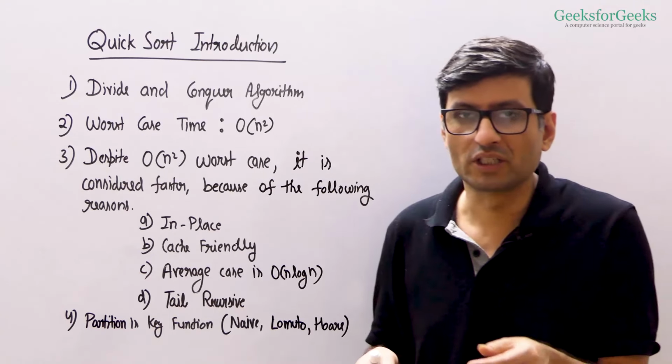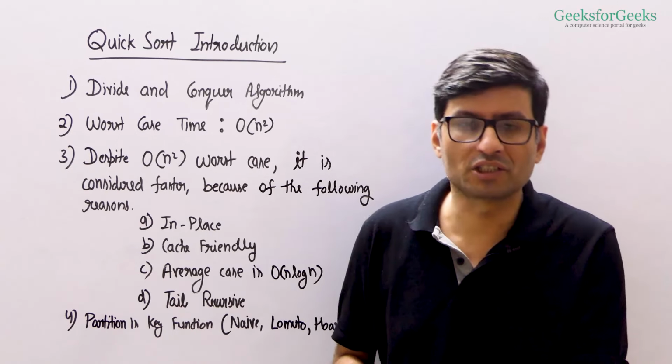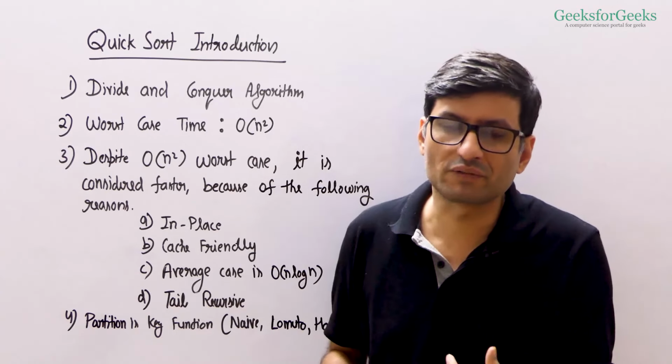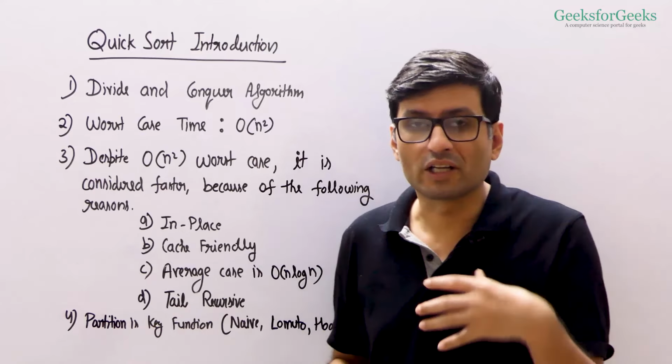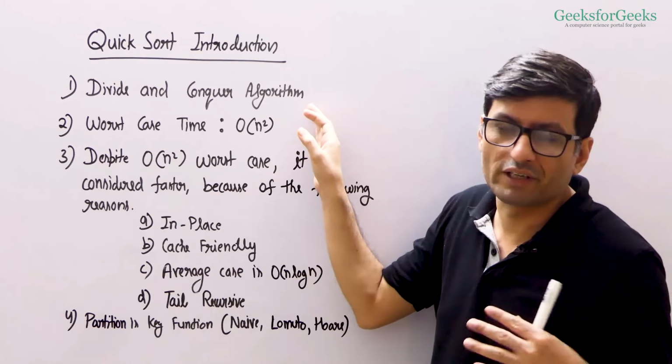That's how quicksort works. So in merge sort, the merge function is complex. In quicksort, the partition function is complex. That's the key function. The partition function is the key function in quicksort, like the merge function is the key function in merge sort. But they both are divide and conquer.